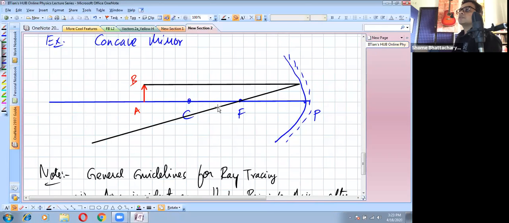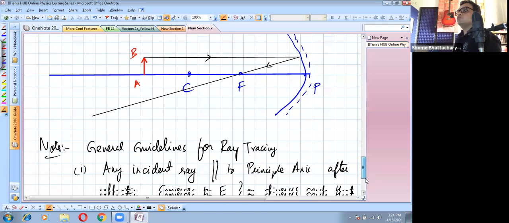Just hang on with me for a second here. All right. That's the first type of ray that we should be mindful of. And as I told you, to find the image of any point, any two rays are sufficient. But we will have some more choices also for us.